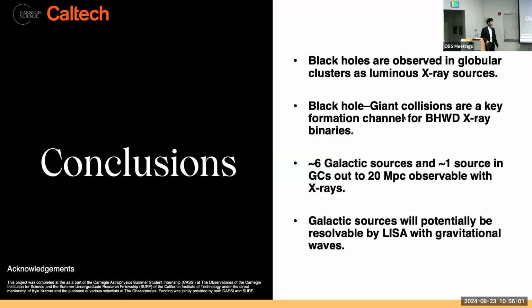Just to conclude, we know black holes are observed in globular clusters as luminous X-ray sources. We've shown that black hole giant collisions are a key formation channel for black hole white dwarf X-ray binaries. And we made both electromagnetic and gravitational wave predictions for how many we expect to observe and what their signals would look like. Thank you for listening to my talk, and I'm happy to answer any questions.